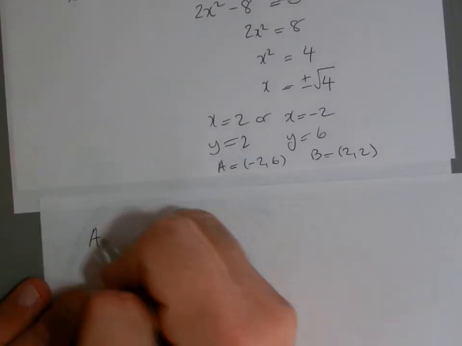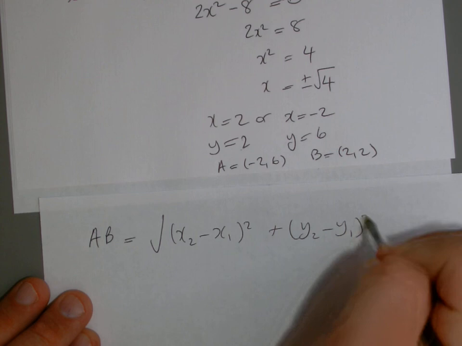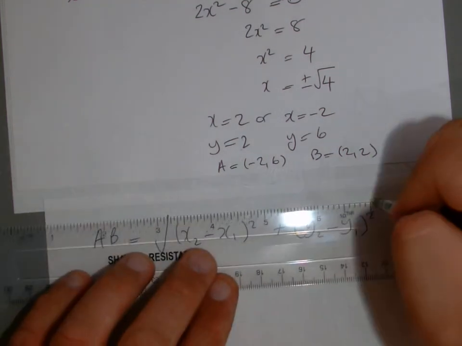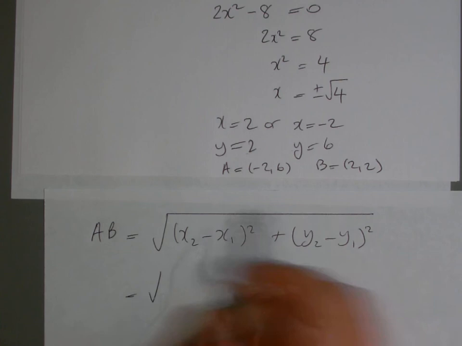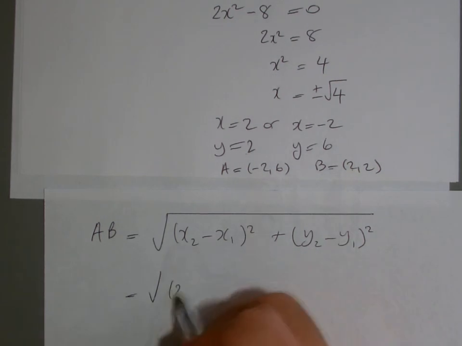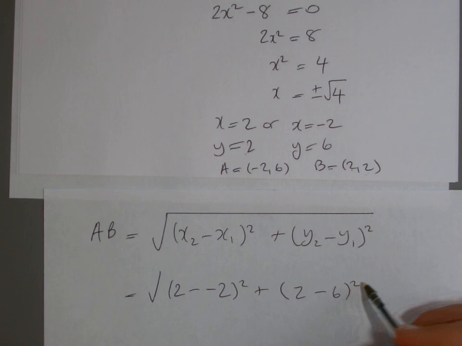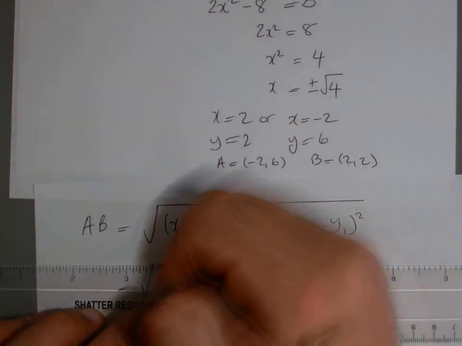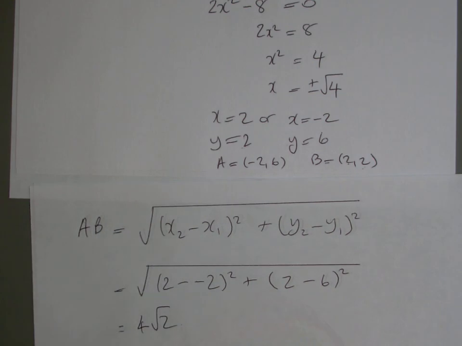Quite simply, you've just got to do the length formula: x2 minus x1 all squared plus y2 minus y1 all squared. Let's call this my x2, so 2 take away this, which is minus 2. This is my y2, 2 take away this, which is 6, all squared. If I do that on my calculator, I get 4 root 2 as my length.